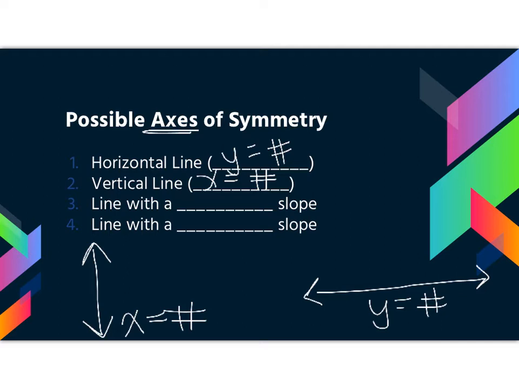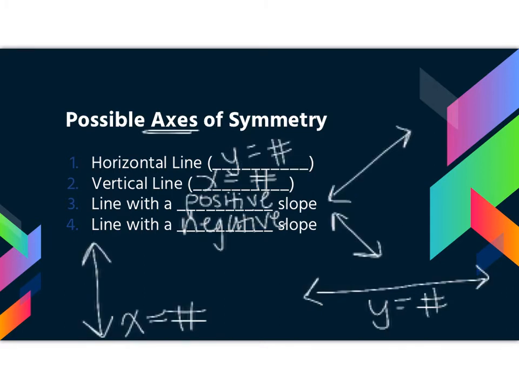You can also just have a line with a positive or a negative slope. A positive slope line has a positive slope, and then a negative slope line has a negative slope, like that. So those are the 4 types of axes of symmetry that we're going to deal with.